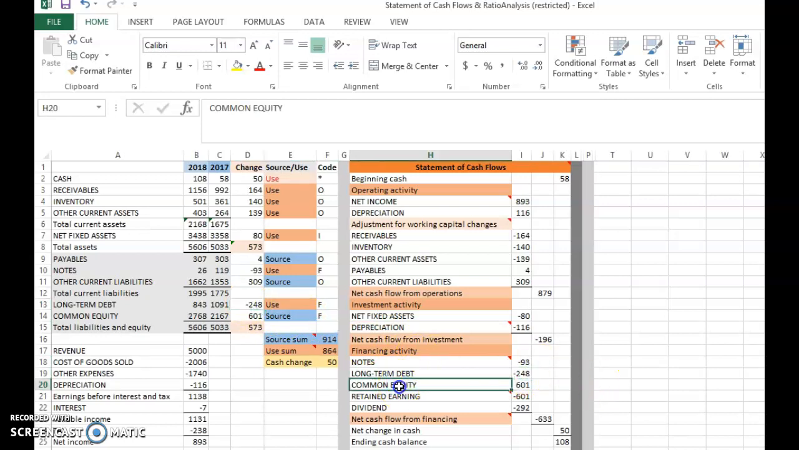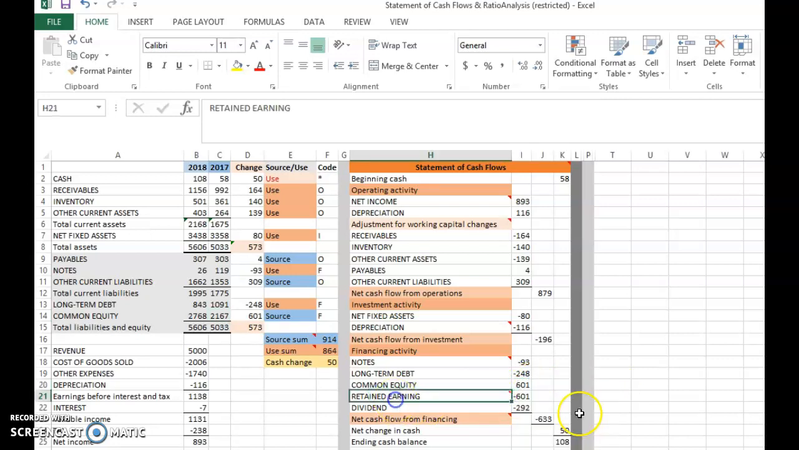Now common equity is positive, 601. It means what? The company has issued new shares. This implies that there is new share of $601 million, because this amount is $601 million more than this amount in 2017. So this is $601 million.